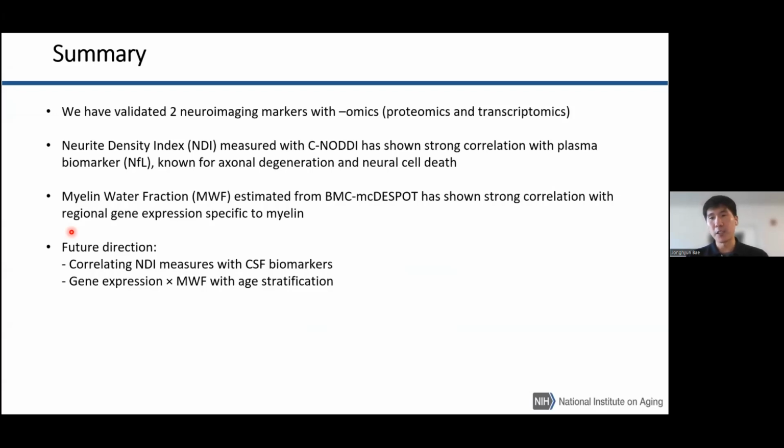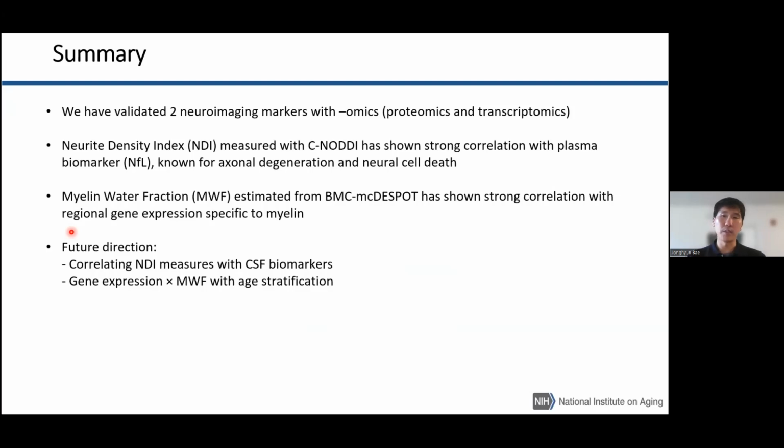However, there are several limitations of the current studies. First, obviously, unlike proteomic measures, the myelin water fraction was measured from different subjects than those from the transcriptomics datasets. However, we aim to simply demonstrate the feasibility of using different omics study to validate the neuroimaging findings here.